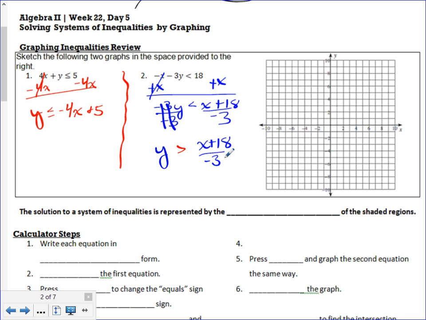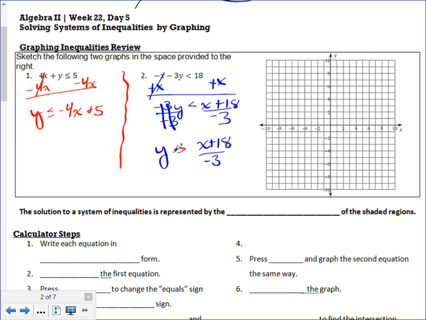Cool. So we got two inequalities, not equations, inequalities. Why are they unequal? Because y is less than -4x plus 5. It's smaller than that side. And over here, y is bigger than x plus 18 over -3. They're not equal. Y is bigger.